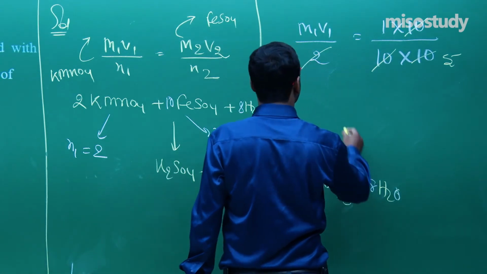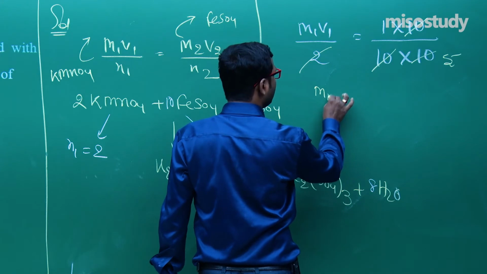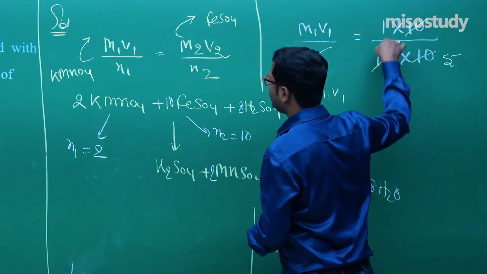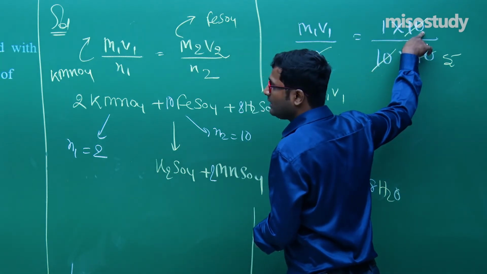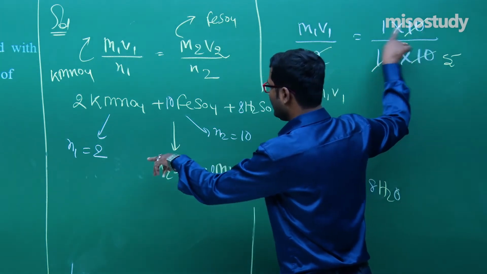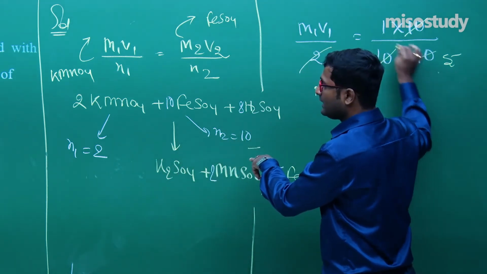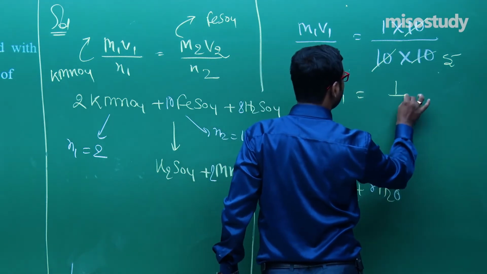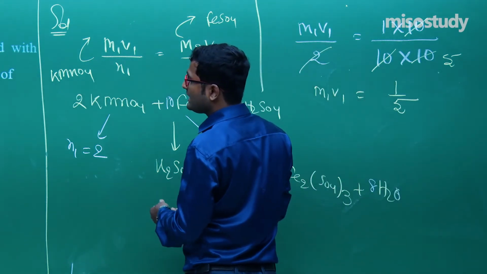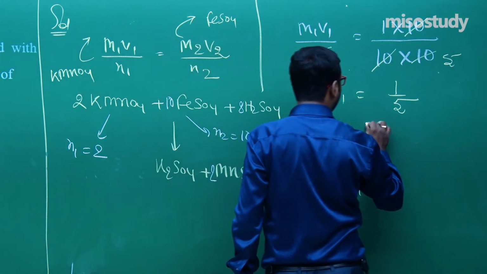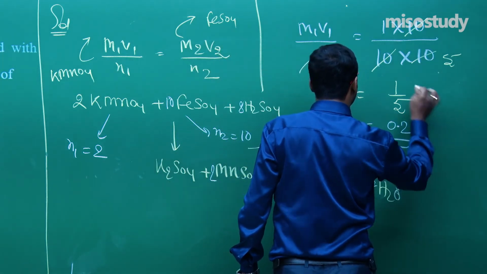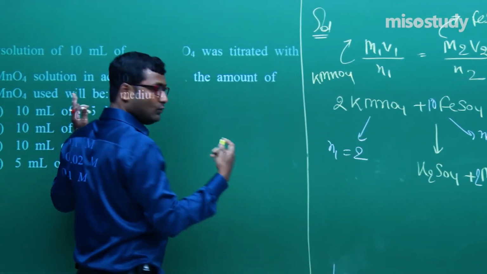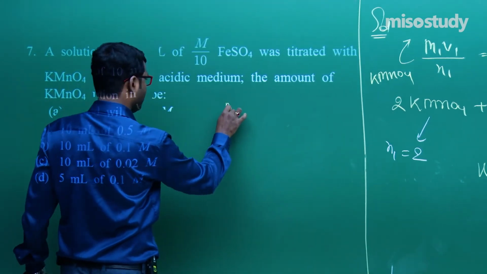So in this case, what are we getting? M1V1, check it out once again, that is M2. M2 is 1 by 10, okay, and V2 is 10 ml and N2 is 10. Put here 10. Now M1V1 upon 2, 10, 10 cancel, 2 fives are 10. M1V1 is equal to 1 upon 5. That is 0.2. Now from which option? Check out, I'm moving here 0.2. If I multiply this one, I'm moving here, that is M1 into V1.